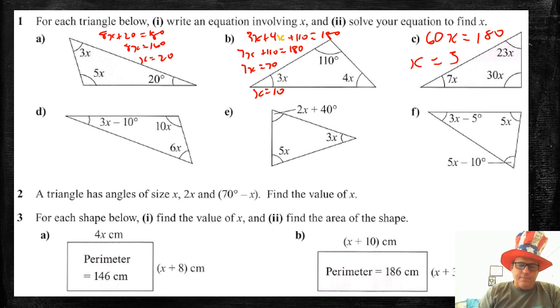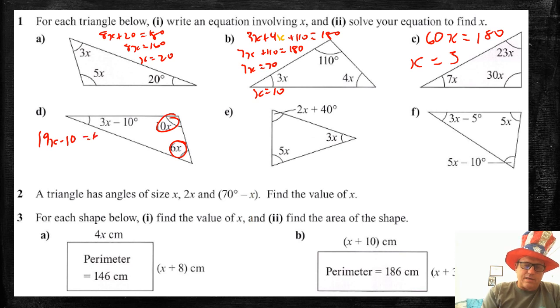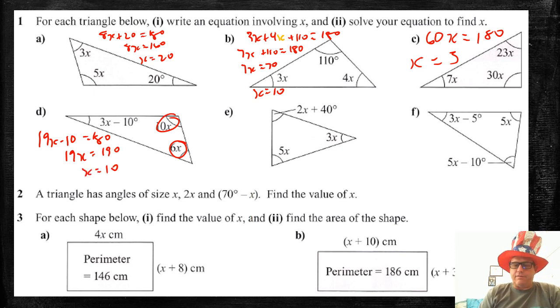For the next one, I have 6x plus 10x is 16x plus 3x is 19x minus 10 equals 180. That's your equation. Add 10 to both sides. 19x equals 190. x equals 10. That's your answer for x.